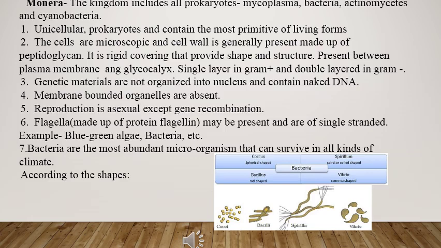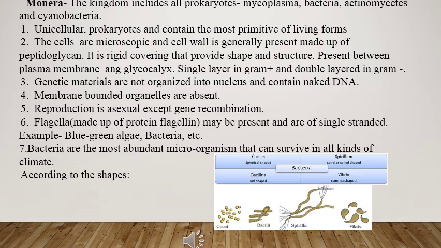These cell walls are present between the plasma membrane and a layer made up of glycocalyx. It is a single layer in gram-positive bacteria, whereas it is double layered in gram-negative bacteria. So what are these gram-positive and gram-negative bacteria? These are the bacteria that show staining in gram stain. If it shows staining of red color, it is gram-positive. If it does not, it is gram-negative bacteria.